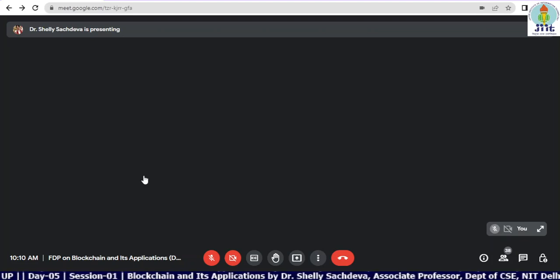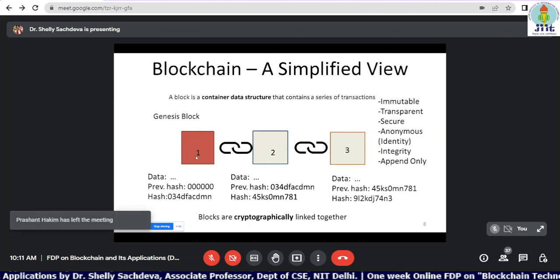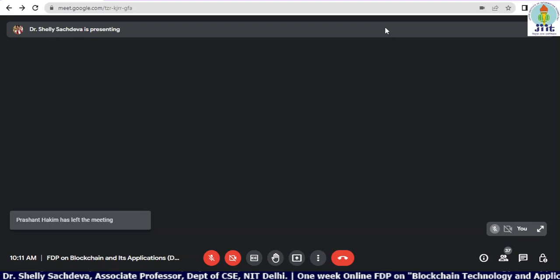It is transparent. It means whatever is written onto these transactions is transparent to everyone. Transparency means that all the nodes participating in the blockchain can see what transactions were entered onto this block.